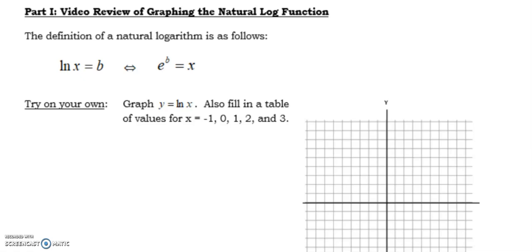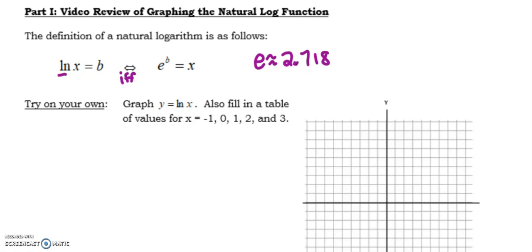All right, so part one, video review of graphing the natural log function. The definition of a natural logarithm is that the natural log of x is equal to b if and only if e raised to the b power is equal to x. And remember, e is approximately 2.718. It's just a constant, our natural base of e.